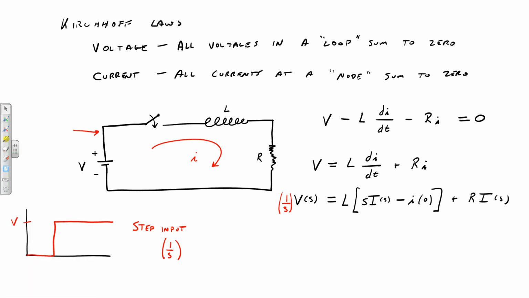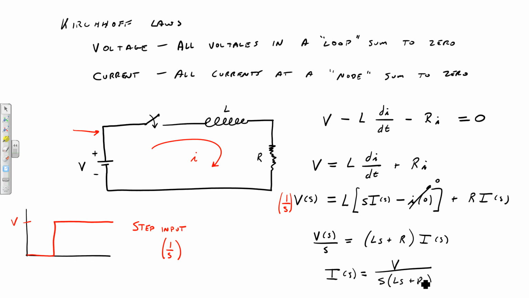So if that's the case, and by the way, let's assume this is 0. Let's assume there's no current running through this before I flip the switch, okay? If that's the case, what I really have is this. V of s over s is equal to L s plus R times I of s. And now my output current, I of s, can be simulated using input voltage divided by s, over L s plus R, like this.